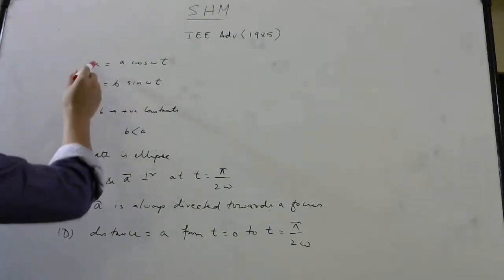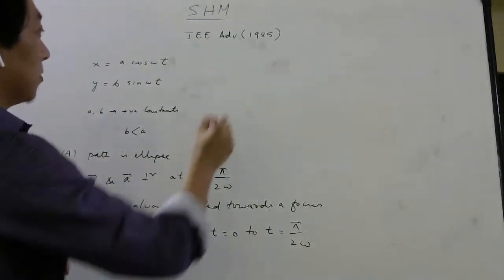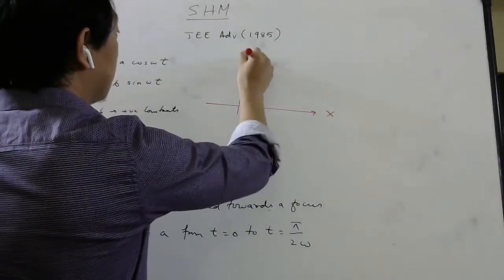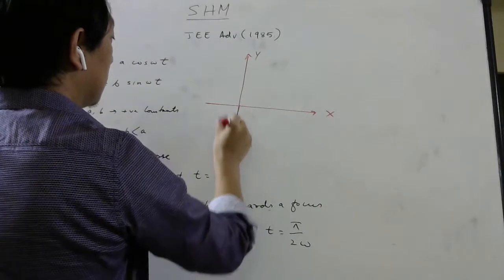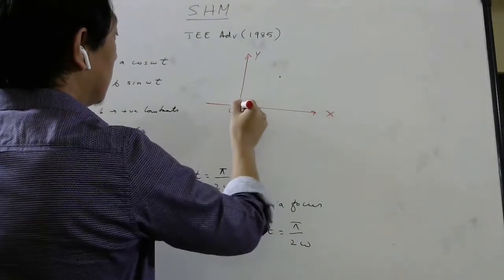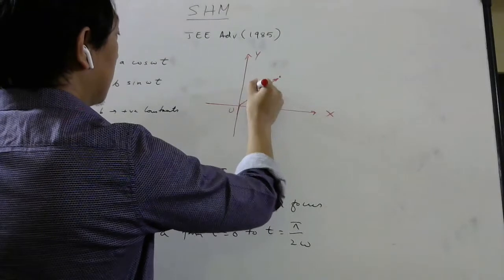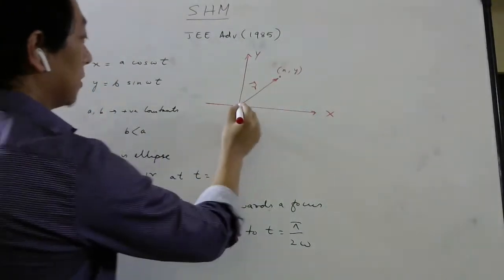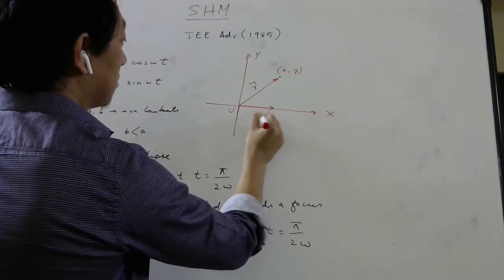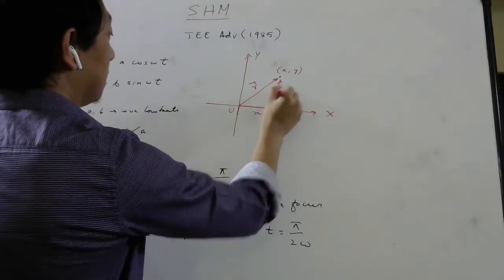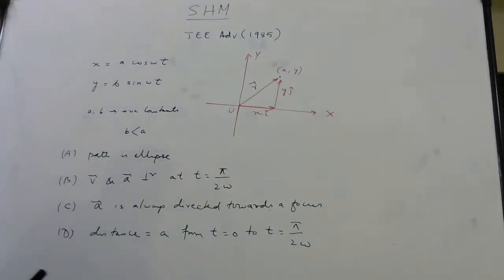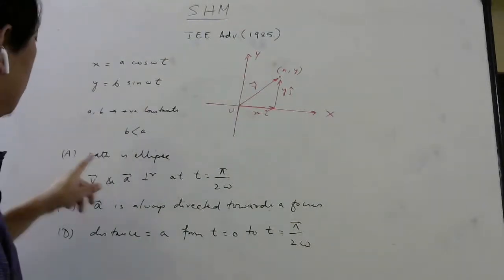When you say x and y, it is always with respect to some origin, right? So the particle is moving in the xy plane. If you take any point, this is your position vector r bar, and that will have some x and y coordinates. So this represents your x, and this represents your y. You put vector x i cap plus y j cap.